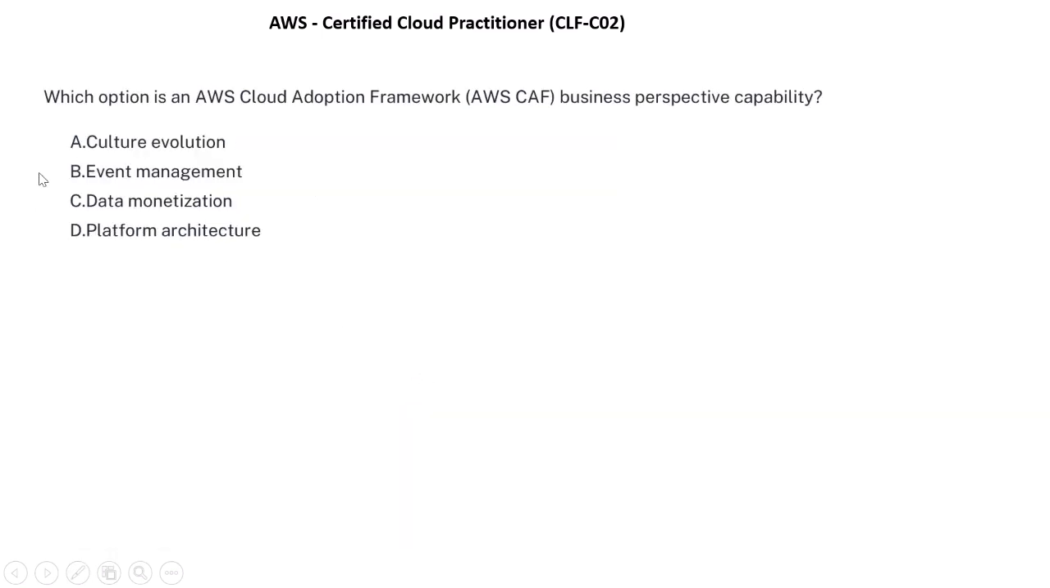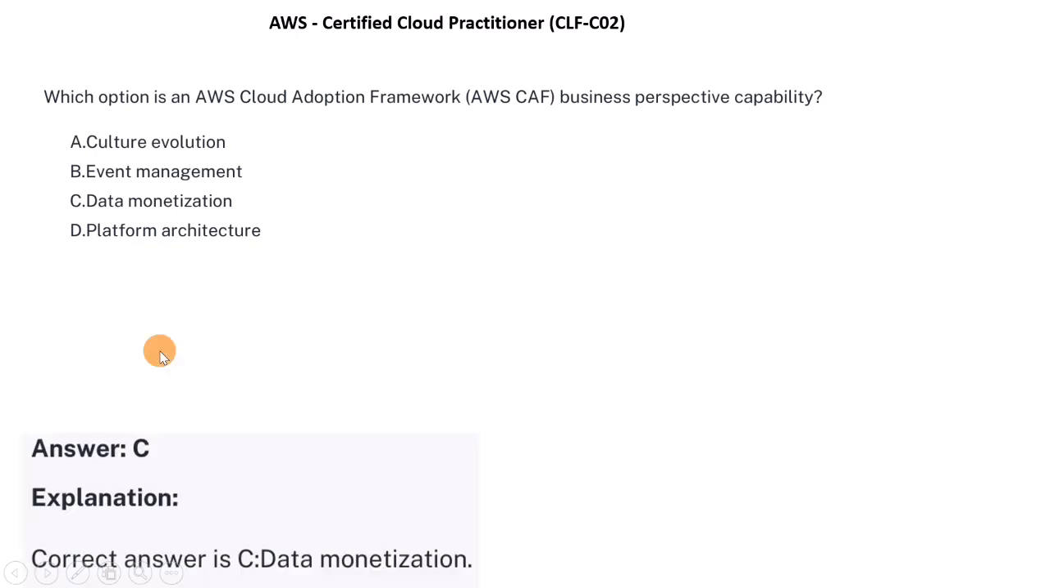Next question. Which option is an AWS Cloud Adaptation Framework business perspective capability? Option A, culture evaluation. Option B, event management. Option C, data monetization. Option D, platform architecture. The correct answer is option C, data monetization.